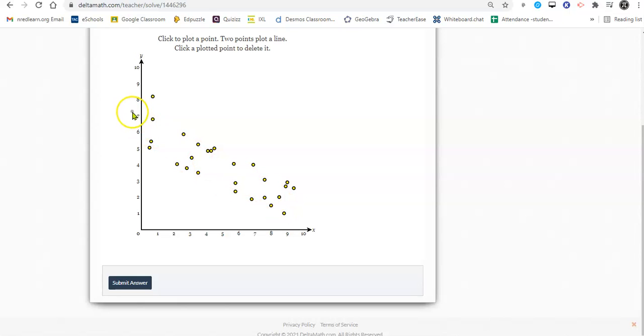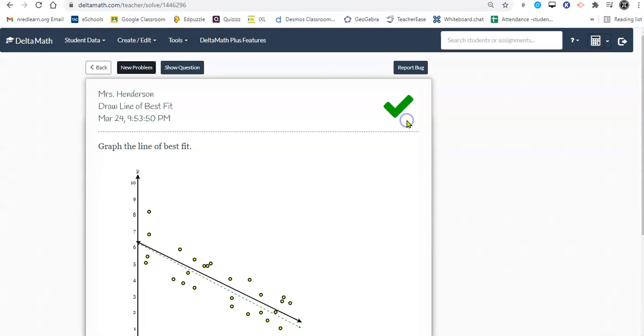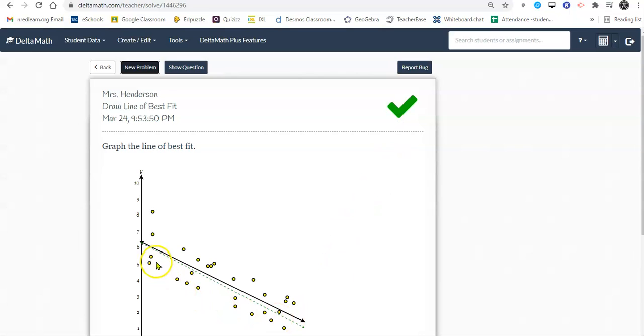Now you want your line to kind of go through the middle of the points. So I think I'm going to go here. I don't really like that. I'm going to delete it. I think I like here. Yeah, I like that. I kind of think that's really through the center. All right, let's see how I did. Remember, mine is going to be the green dash line. Oh, I wasn't so bad. I wasn't so bad.